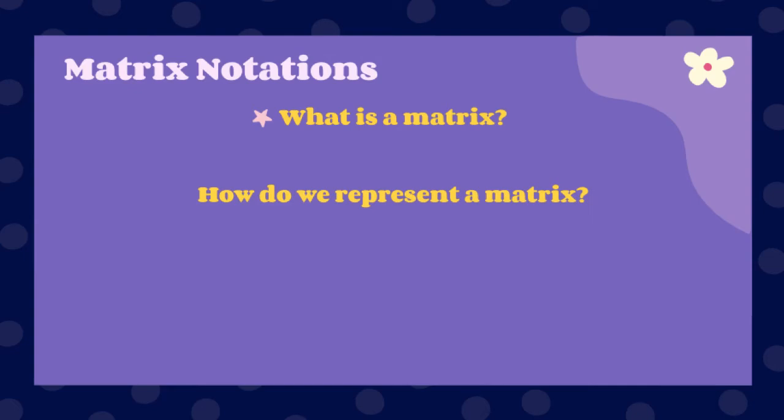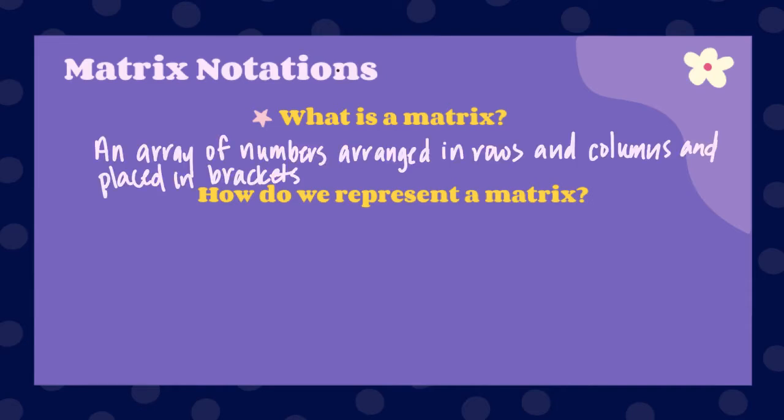What is a matrix? A matrix is an array of numbers arranged in rows and columns and placed in brackets. For example, a matrix could look like this. You would have a bracket, and then inside the bracket could be rows and columns of numbers. Like this.